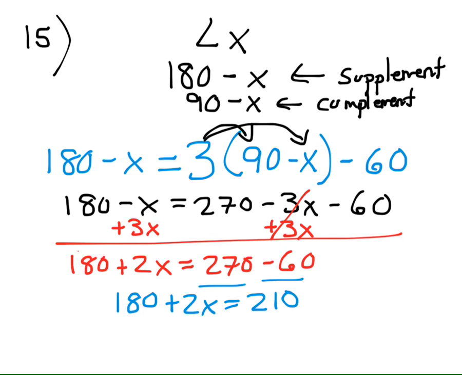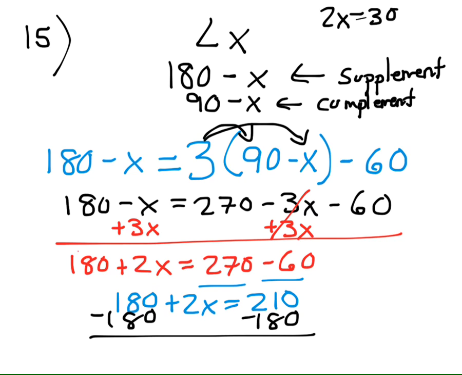Subtract 180 from both sides. That's going to give me, I'm going to write it up here at the top, 2x equals 30, so x is 15. So the original angle that I was talking about was 15 degrees. Its supplement would be 180 minus 15, which is 165, sorry. And its complement would be 90 minus 15, which is 75. Pretty tough problem there, but once you get it written out, it's just solving algebra.